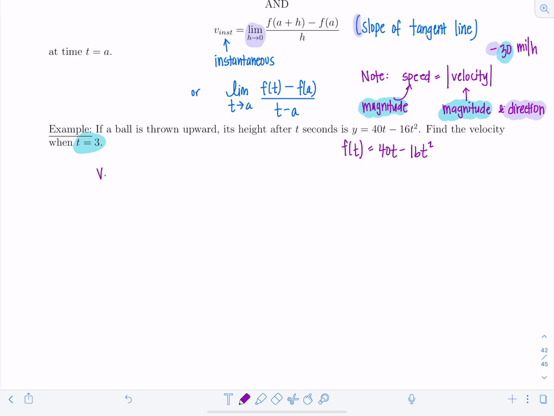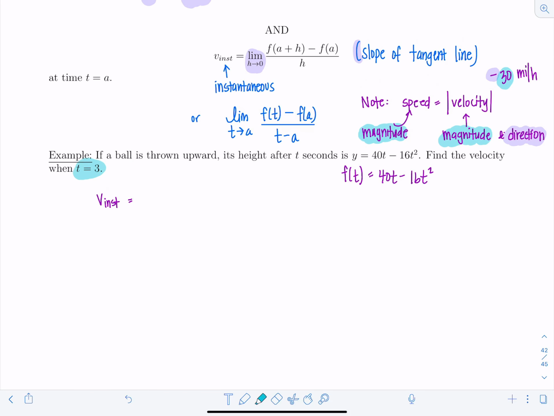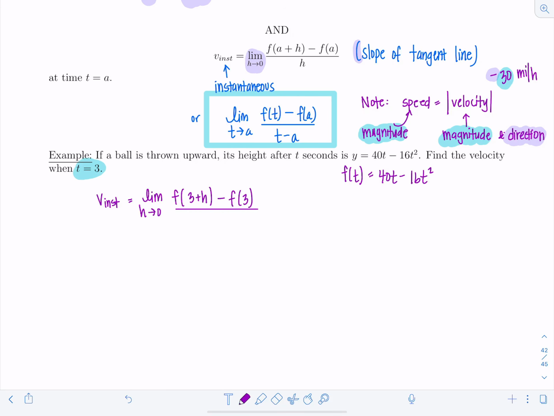All right, so the instantaneous velocity, and now you can use either formula. Since we used the other formula in the last problem, I'm going to go to the one that involves the h's, just so you're familiar with both. So the instantaneous velocity is going to be the limit as h approaches 0 of f of, in this case, a is 3, so 3 plus h minus f of 3 all over h.